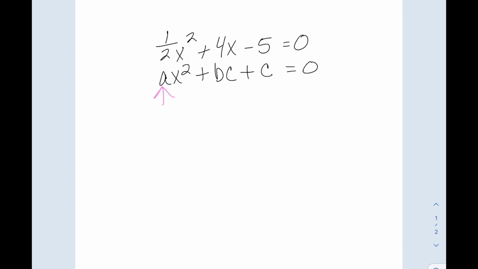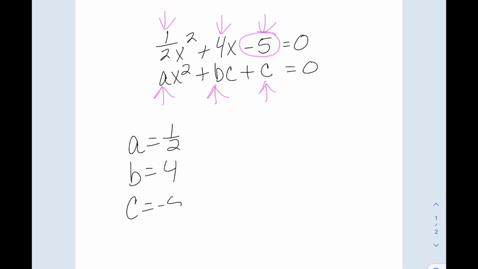I'm going to show you the a, the b, the c. So the a is in front of the x squared, the b is in front of the x, and the c is the constant. Make sure that you take the sign with it when it's negative. That is a negative 5. So I'm going to write that out for us here. A is 1/2, B is 4, C is negative 5.